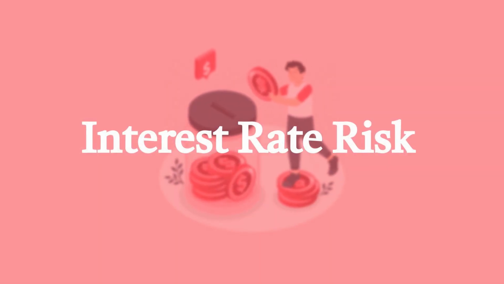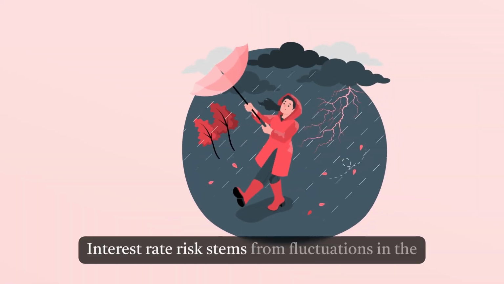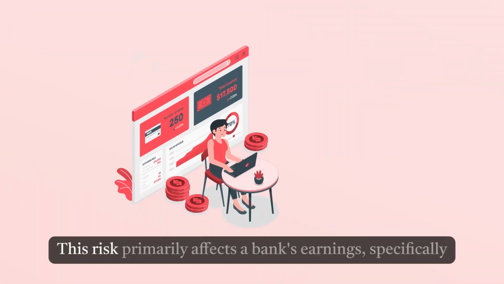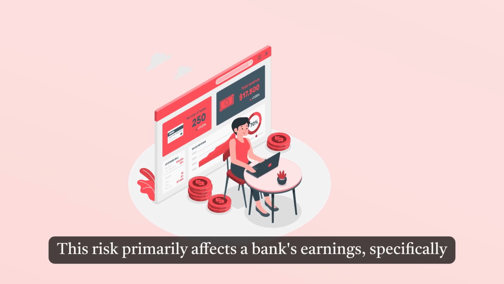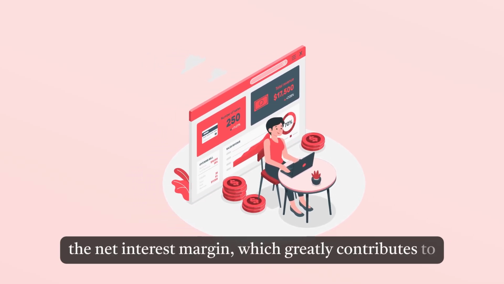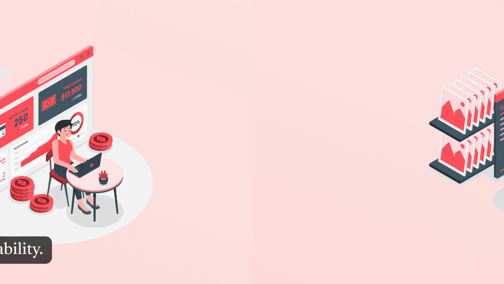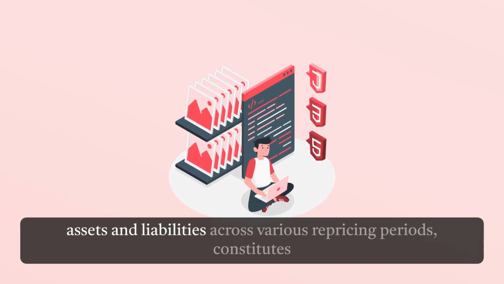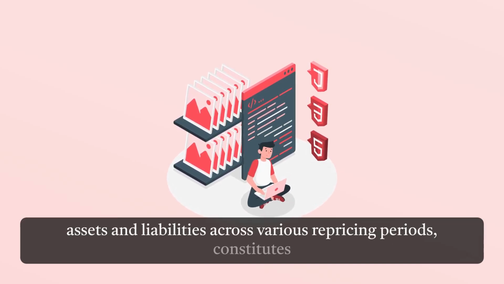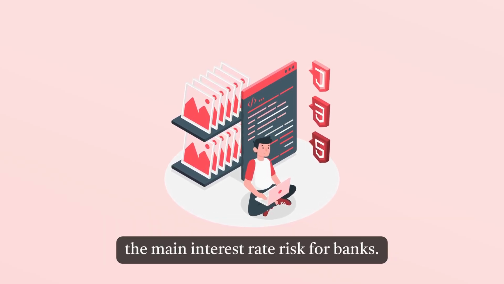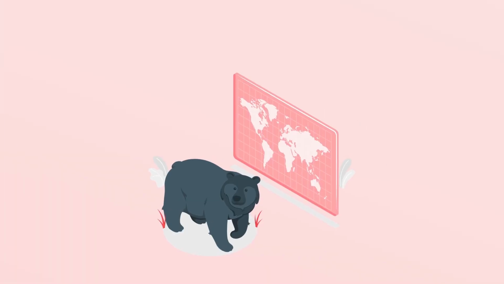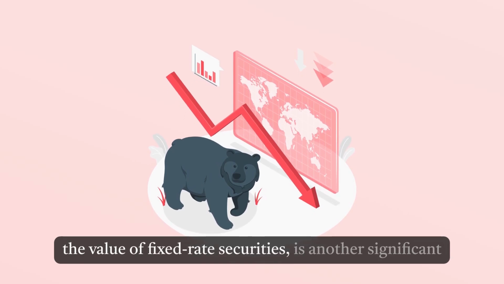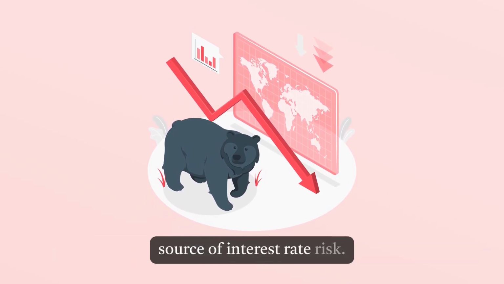Interest rate risk. Interest rate risk stems from fluctuations in the yield curve. This risk primarily affects a bank's earnings, specifically the net interest margin, which greatly contributes to profitability. Structural risk, driven by the difference between rate-sensitive assets and liabilities across various repricing periods, constitutes the main interest rate risk for banks. Additionally, market risk, arising from the fluctuation in the value of fixed-rate securities, is another significant source of interest rate risk.